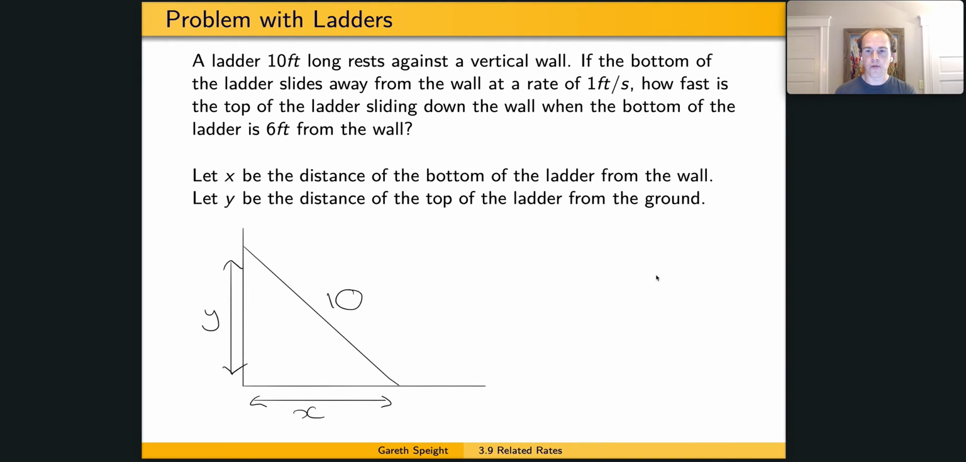And now we have to write down the rates we know and the rates we want to find, and an equation connecting the different variables. So what do we know? The bottom of the ladder slides away from the wall at a rate of 1 foot per second. So that is telling us that dx/dt is equal to 1. And we want to calculate how fast the top of the ladder is sliding down the wall, which is dy/dt. So we want to find dy/dt when the bottom of the ladder is 6 feet from the wall. In other words, when x equals 6.